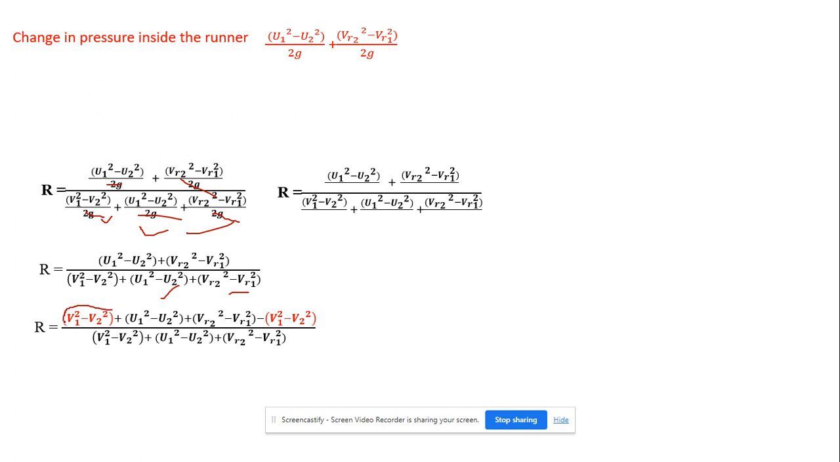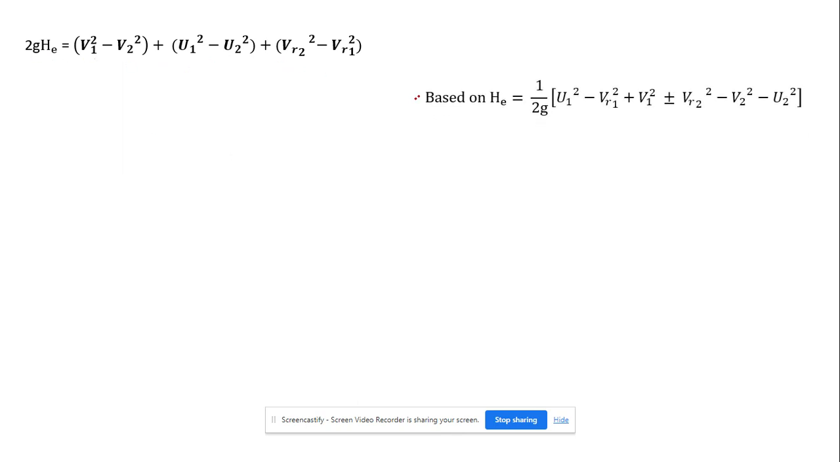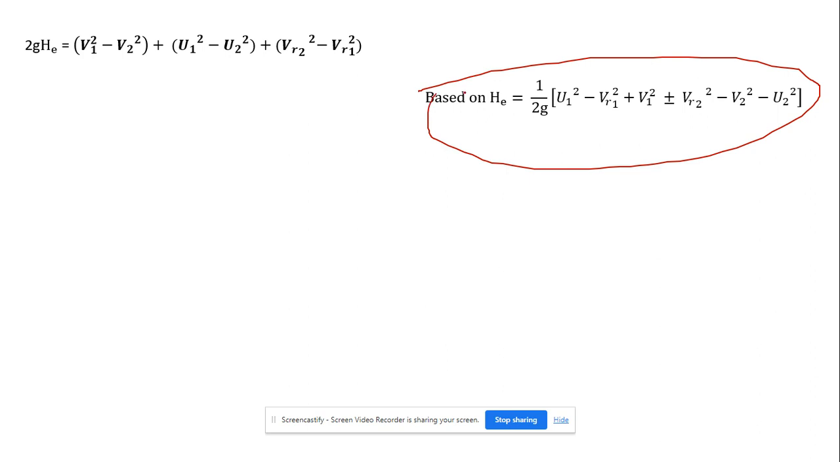We added V1 square minus V2 square and subtracted V1 square minus V2 square. There is no change in the numerical value, so we cancel out this total term and this total term, so that we obtain R is equal to 1 minus (V1 square minus V2 square) by the total energy, pressure energy plus kinetic energy. We got this equation: 2ZHE equals V1 square minus V2 square plus U1 square minus U2 square plus VR2 square minus VR1 square. Based on this equation, after substituting VW1, U1, VW2, U2, we obtain this.